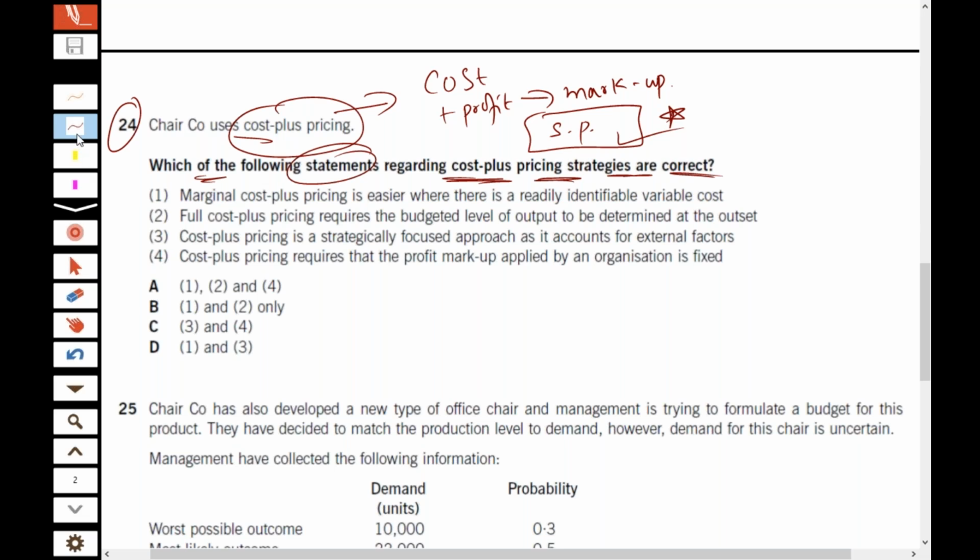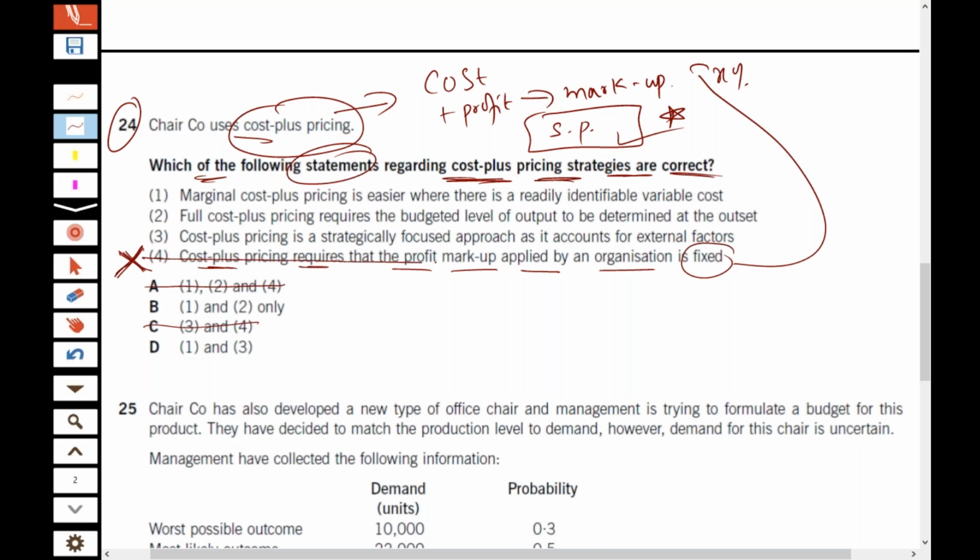First of all, eliminate the wrong option. The wrong option is 4. Eliminate it. Why? When I eliminate point number 4, that means A will be eliminated, C will be eliminated. How? Cost plus pricing requires that profit markup applied when organization is fixed. Do you apply the fixed percentage every time? No. So first of all, find the wrong option.